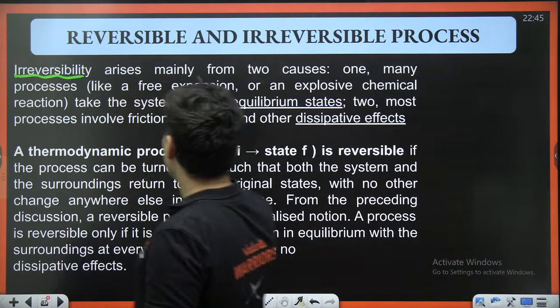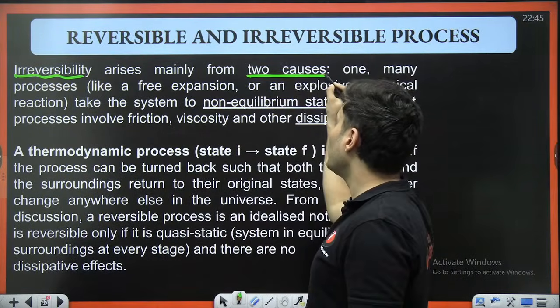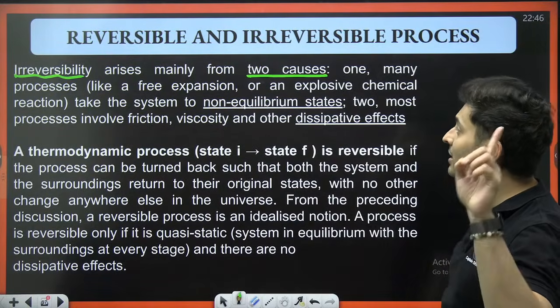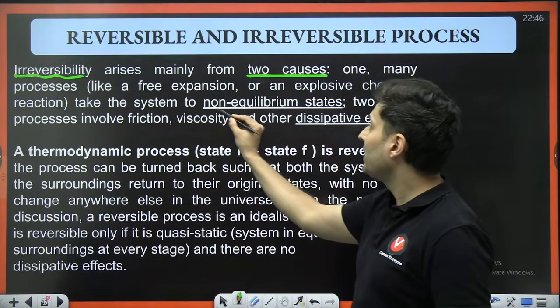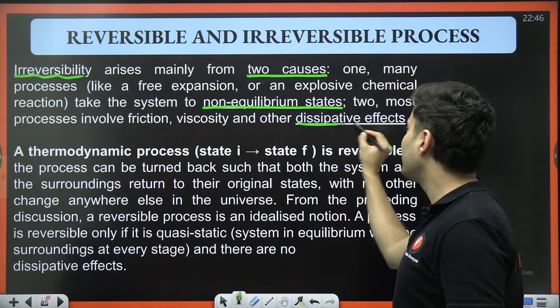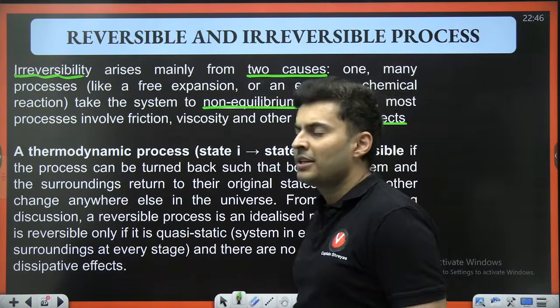Irreversibility arises mainly from two reasons. What are the two reasons? Number one, non-equilibrium states. And number two, dissipative effects.